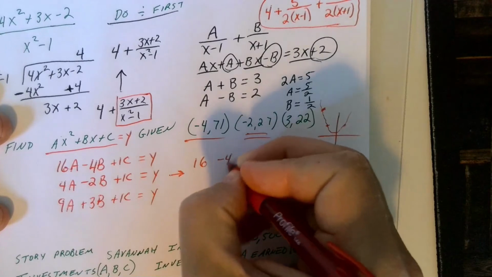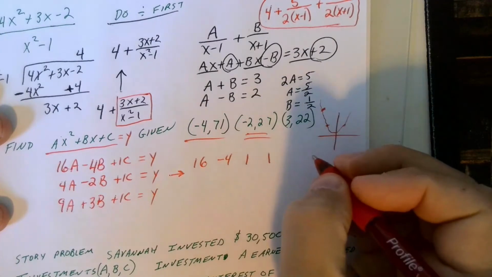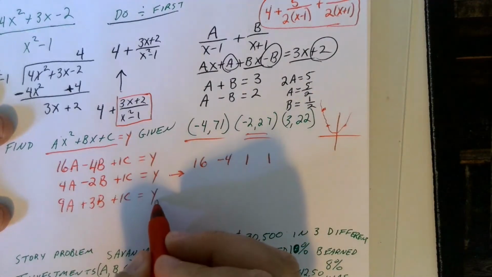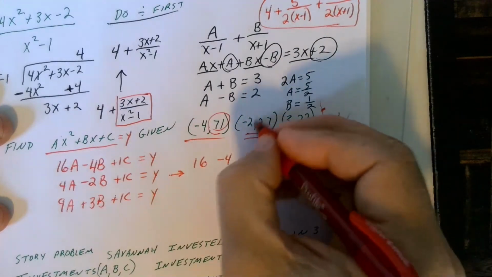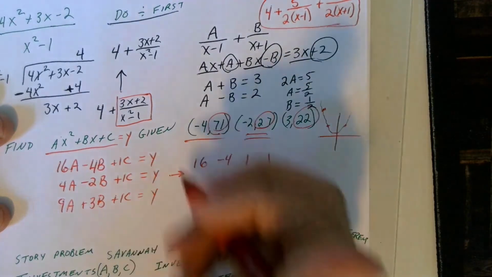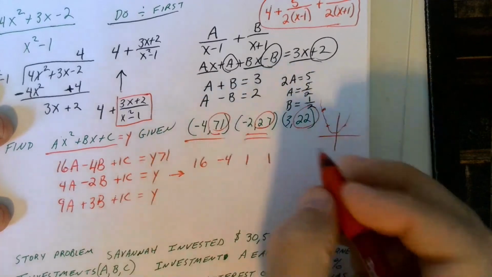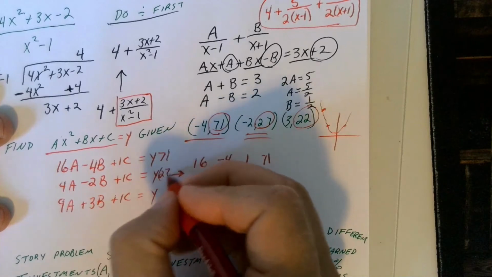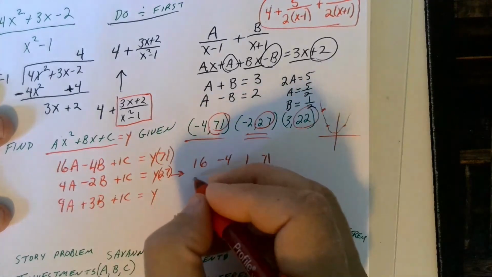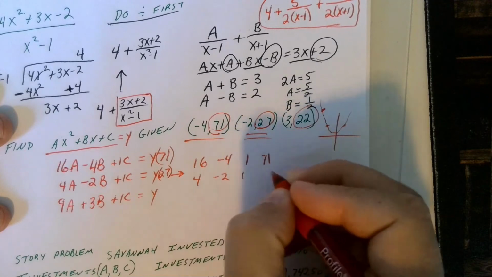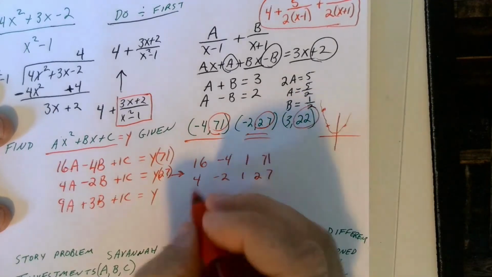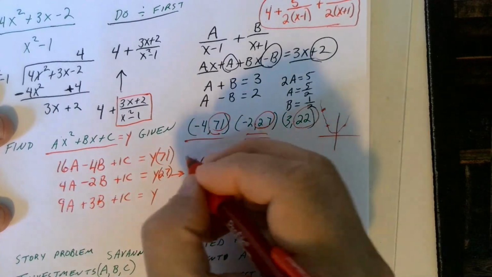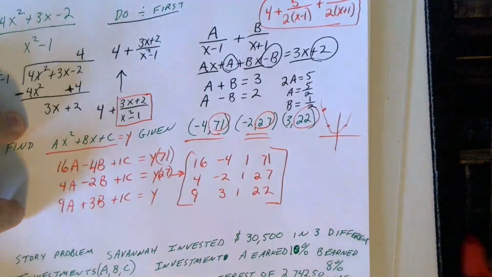So I get 16, -4, 1, 1, right? Except these y's are these terms. Look at that. So instead of putting a y, a y, and a y, I can literally put a 71 here, and I can put a 27 here. So 4, -2, 1, 27. And I can put the 22 in the last one. 9, 3, 1, and 22. And I have a 3x4 matrix.